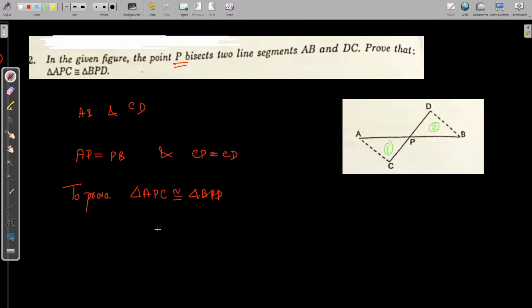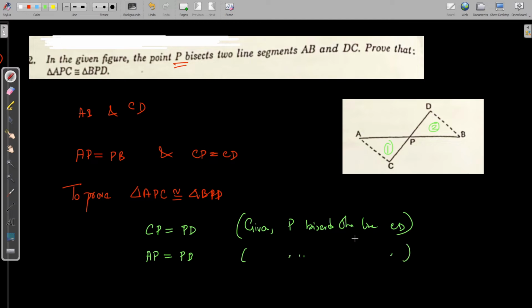So, in the triangle, I can easily see side CP from the triangle APC is equal to side PD of the triangle BPD. Why? It is given, or you can write P bisects the line CD. Similarly, you can see in the triangle ACP, we have side AP, which is equal to the side PB of the triangle BPD. So I can write it's the same condition.